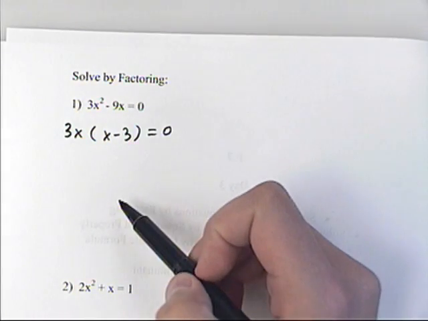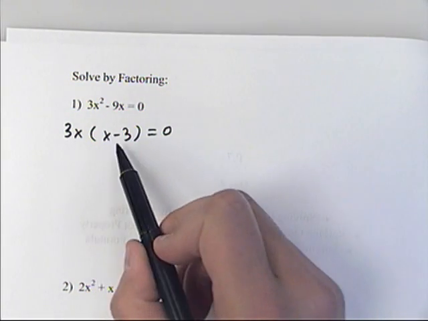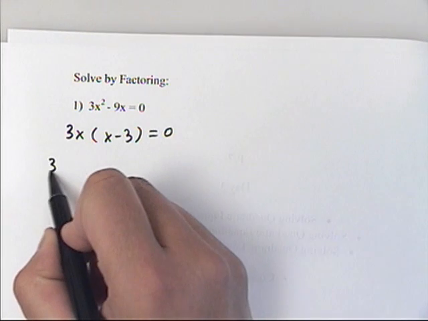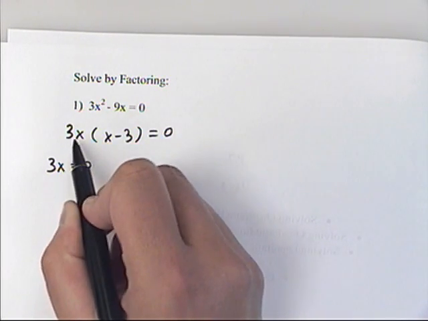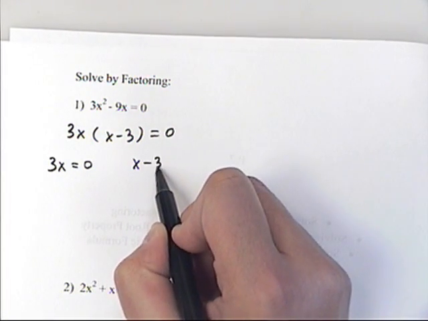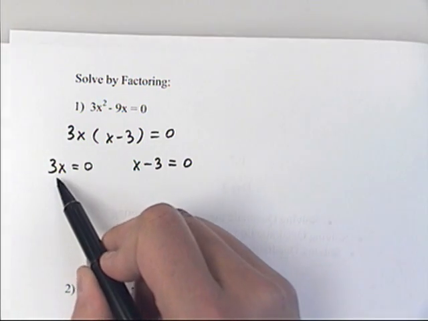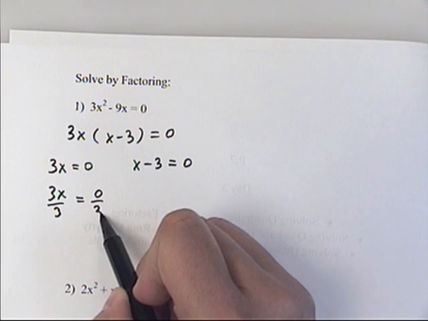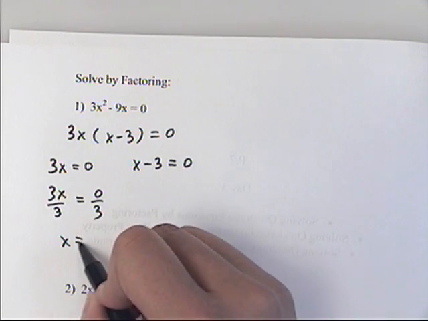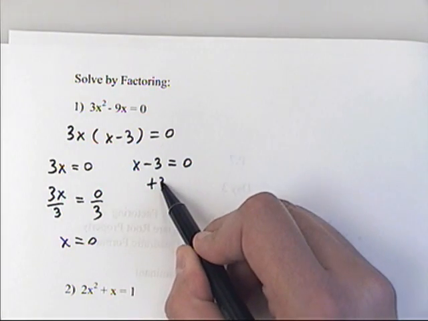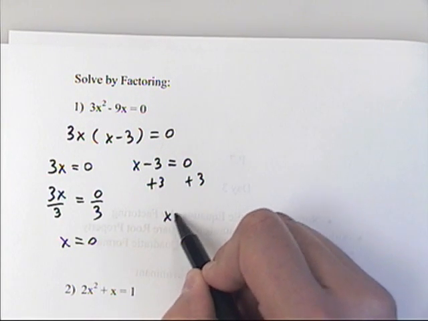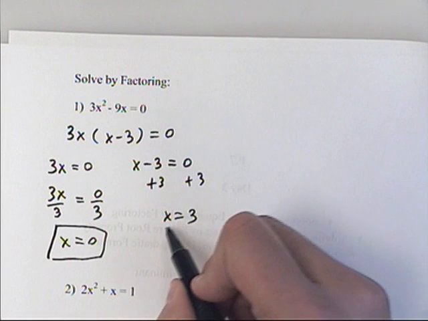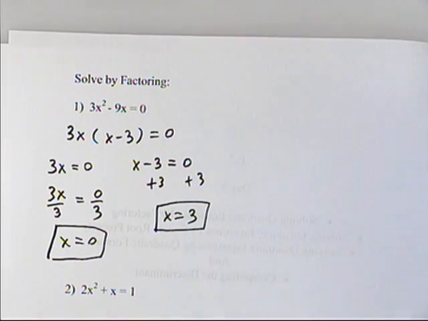So now we use something called the zero product rule. We have something times something equals 0. Then we can figure out what x could be, because the first term could be a 0 or the second term could be a 0. So here we would divide by 3 on both sides, and 0 divided by 3 is 0. This one we would add 3 on both sides, and x equals positive 3. So I have two answers here. X could be a 0 or it could be a positive 3.